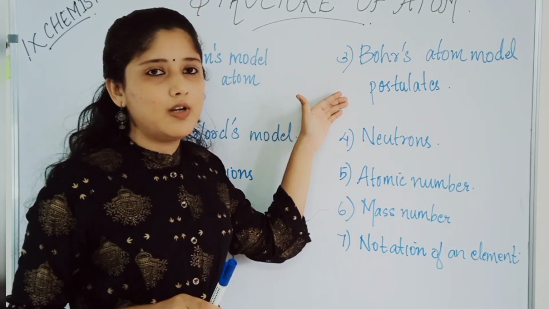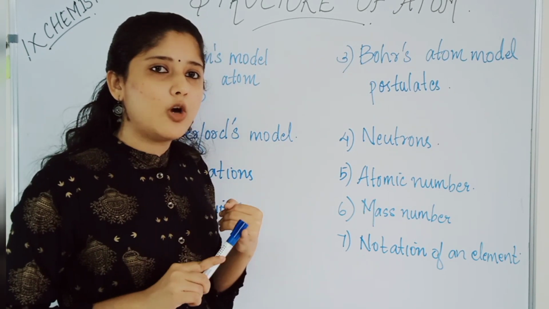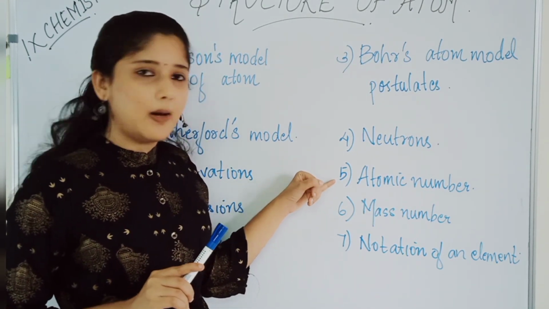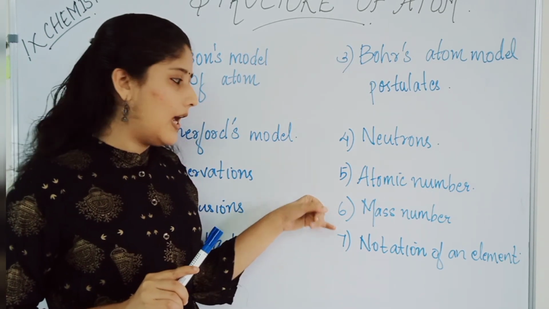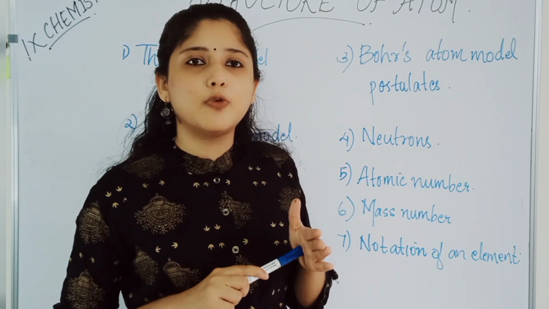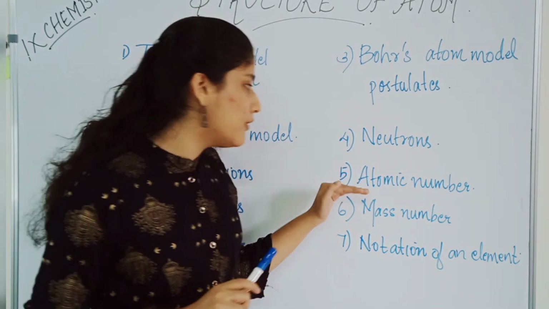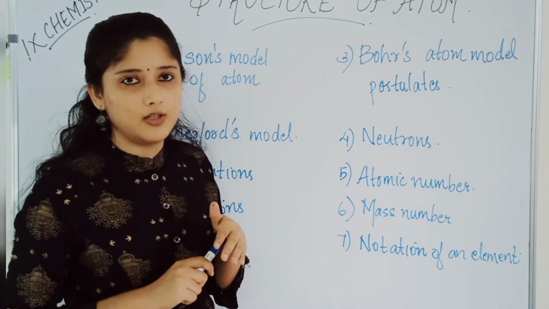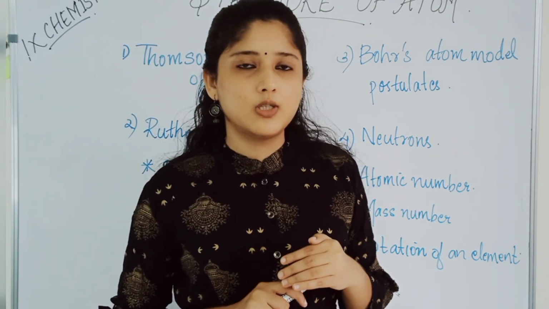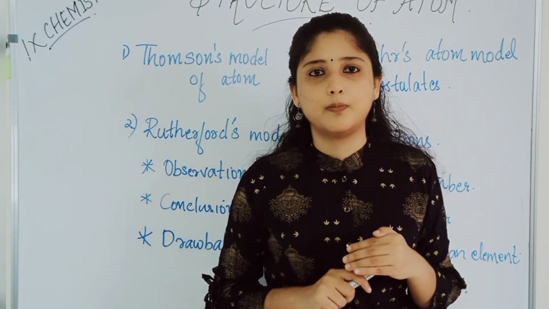After that, we will discuss the subatomic particle neutron. Next, atomic number and mass number, and at last we will discuss how to write the notation for an element with the help of atomic number and mass number. These are the things that we will discuss today in our video. So, let's start the discussion.